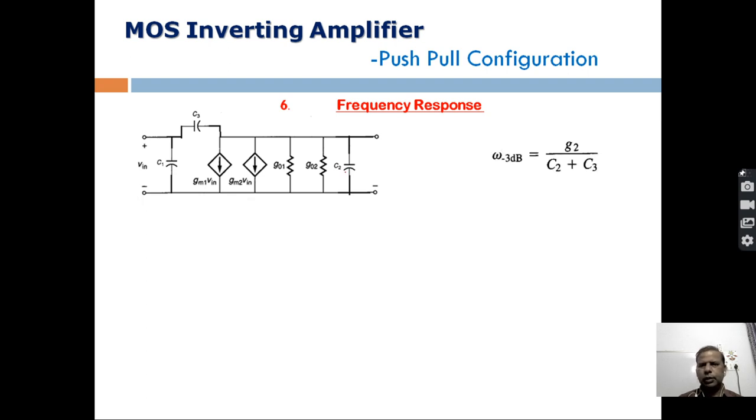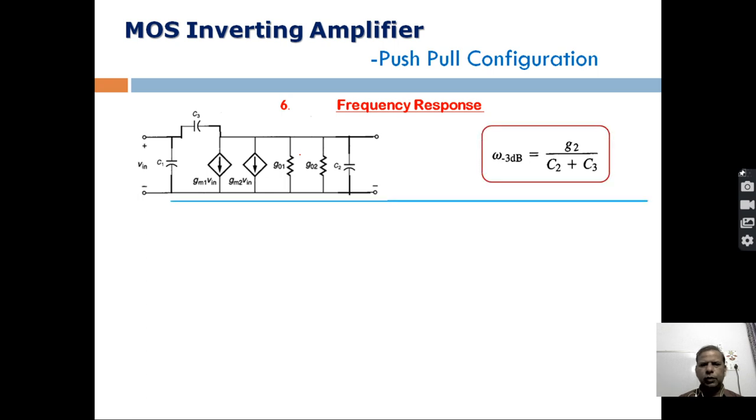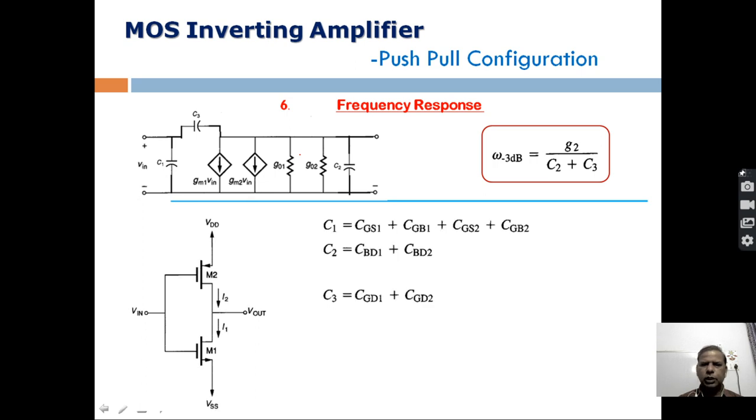And through many discussions so far, we now know very well that the upper cutoff frequency will be given by this. So C2 is the capacitance between the output terminal and ground, C3 is the component between output and input, and G2 is the net output conductance, which is the sum of these two conductances. So now let's see how to find the frequency response in the case of push-pull configuration. So we write here equations for C1, C2, C3, but we are discussing only C2 and C3 because only these two are going to contribute to the upper cutoff frequency calculation.